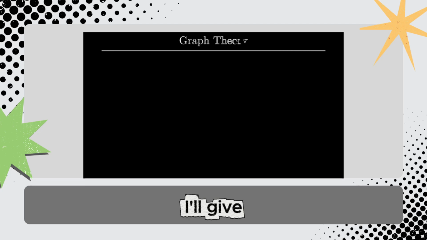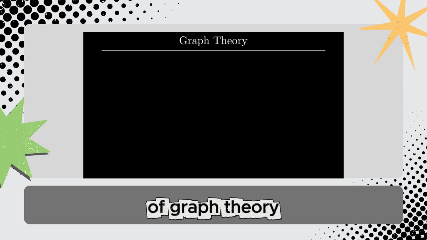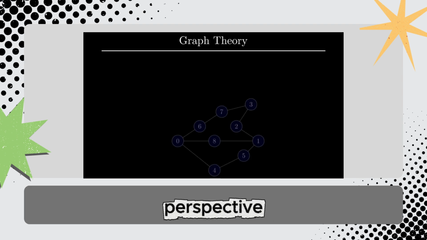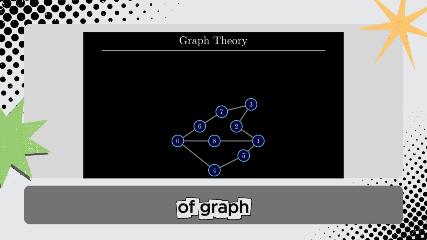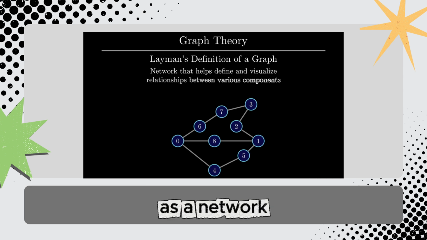In this video, I'll give you a brief intro into the vast and incredibly interesting field of graph theory from a computer science perspective. Here's an example of a type of graph that we're going to talk about extensively in this video. If you were to ask me what's the simplest definition of a graph for someone who knows nothing about the field, what I could tell you is that you can think of a graph as a network that helps define and visualize relationships between various components.